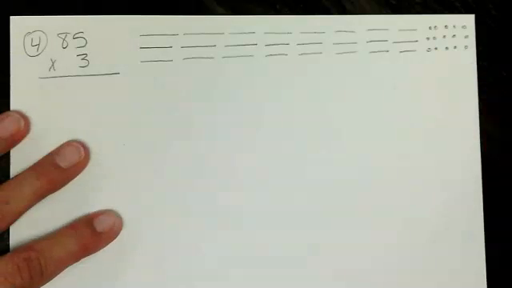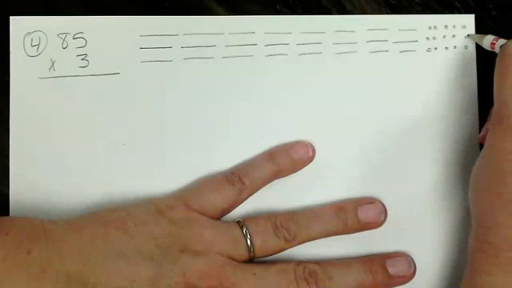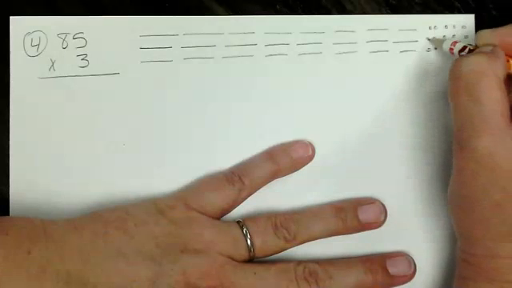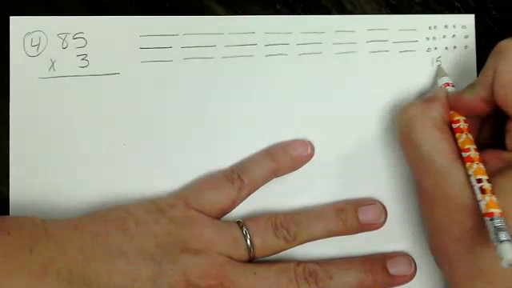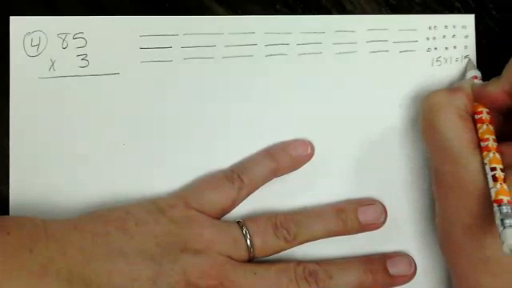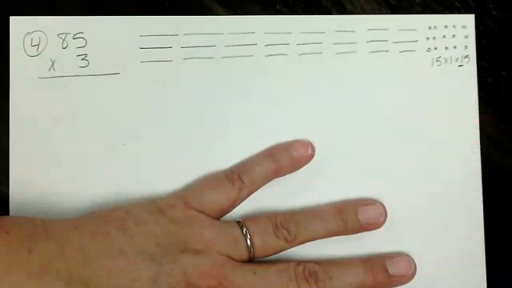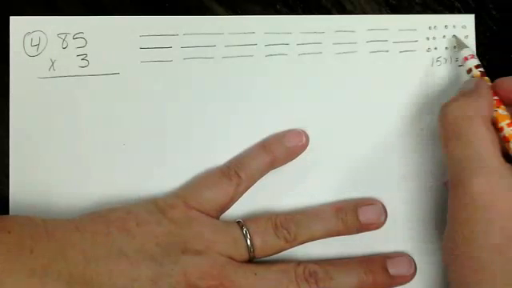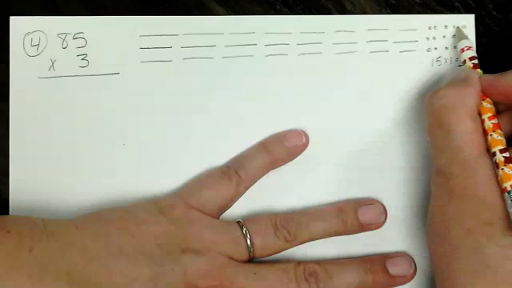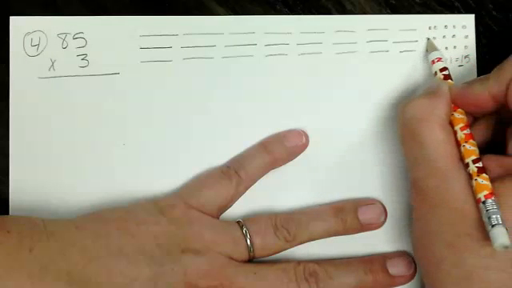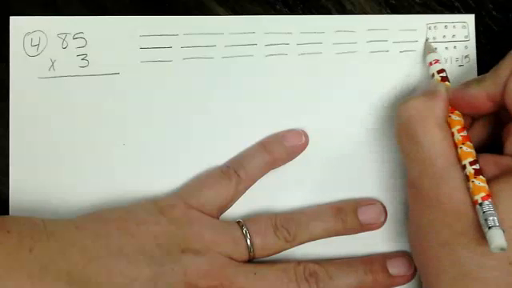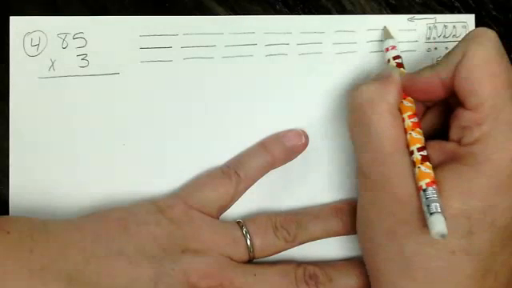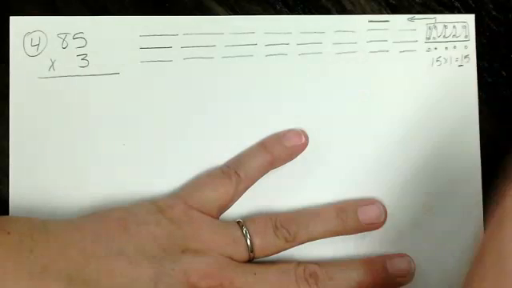Let's start with our ones. I have 1, 2, 3, 4, 5, 6, 7, 8, 9, 10, 11, 12, 13, 14, 15. I have 15 ones. That equals 15. I have a number in the tens place, which means that I can move 10 of those over. So let's look at that. 1, 2, 3, 4, 5, 6, 7, 8, 9, 10. I'm going to take these 10 and move them over to make another 10 long.